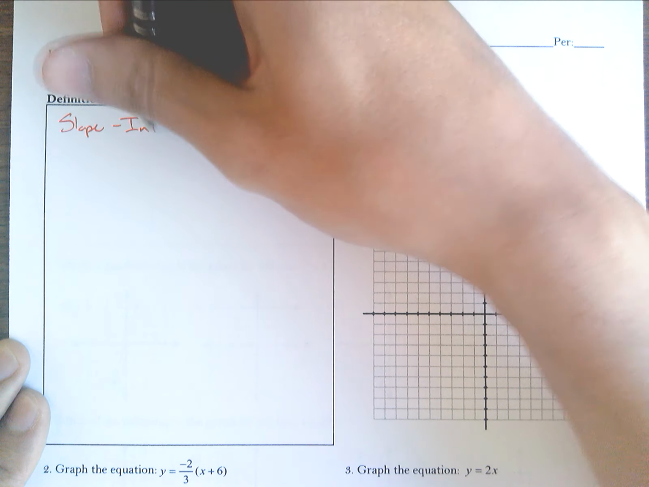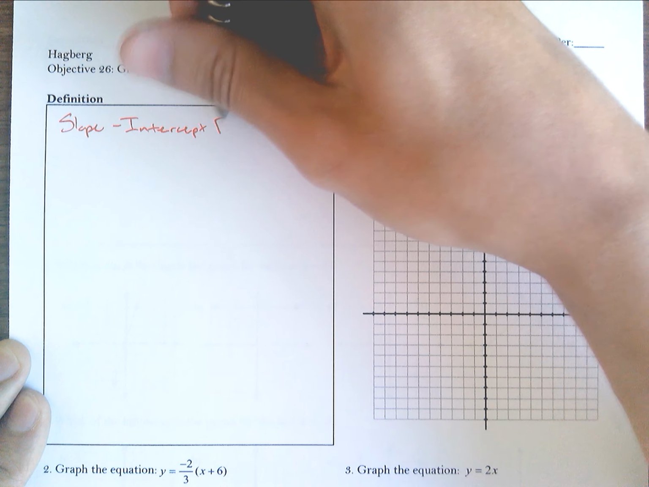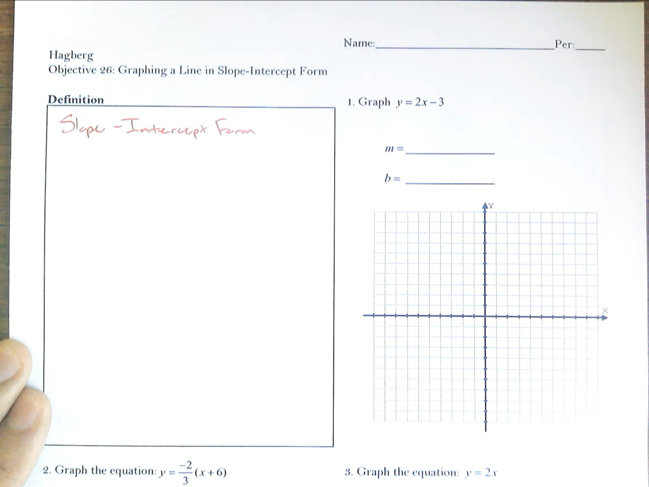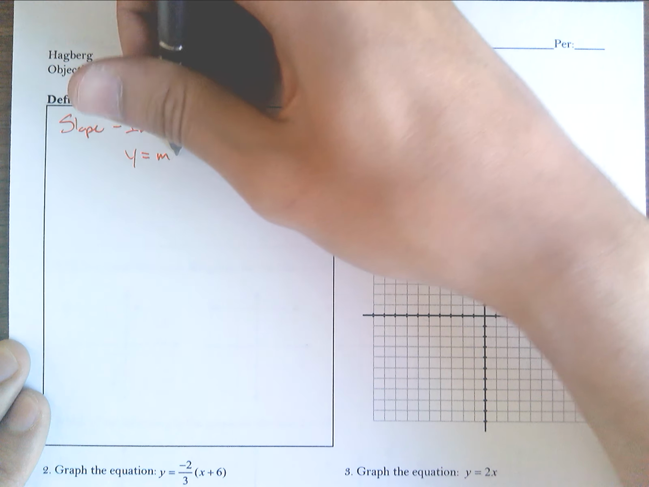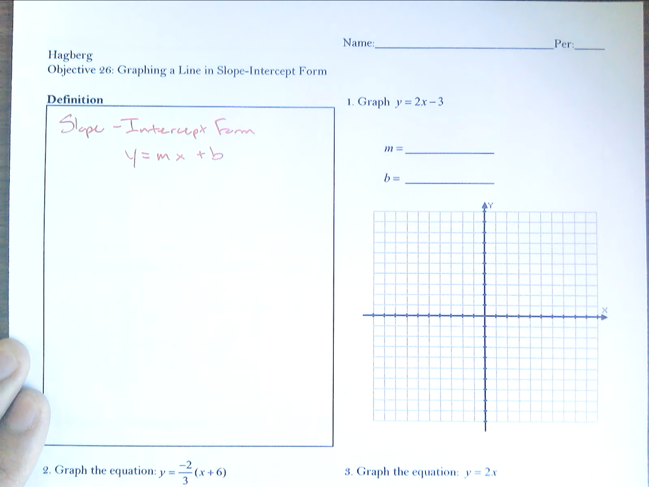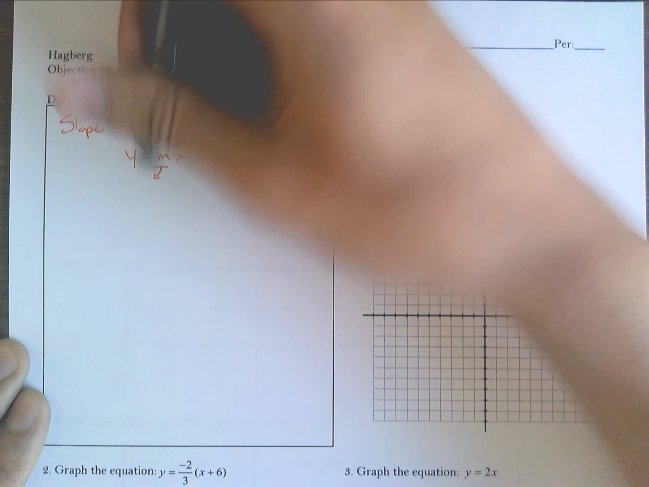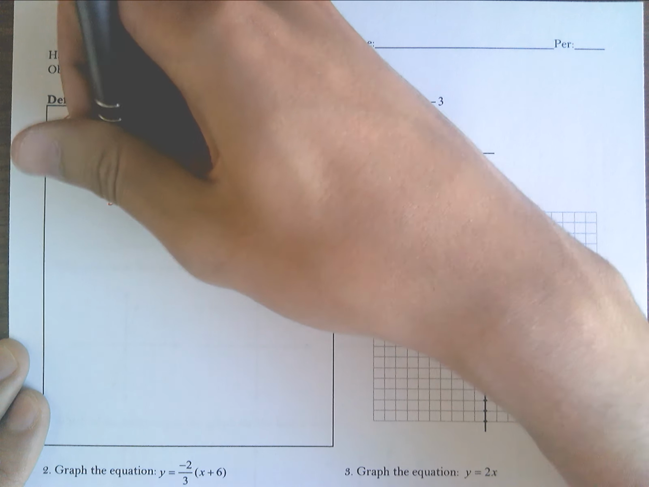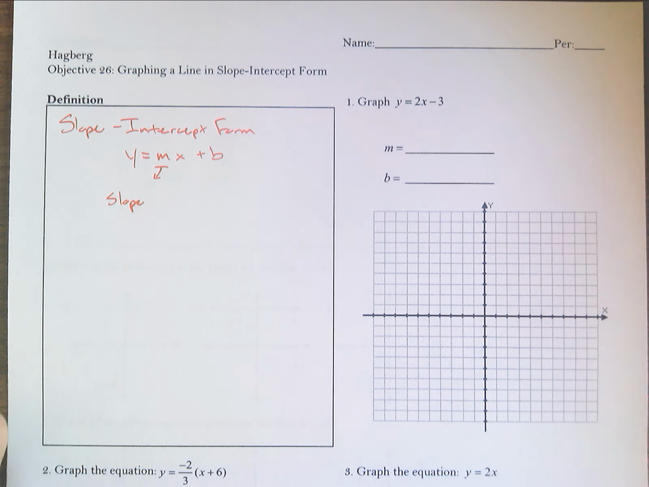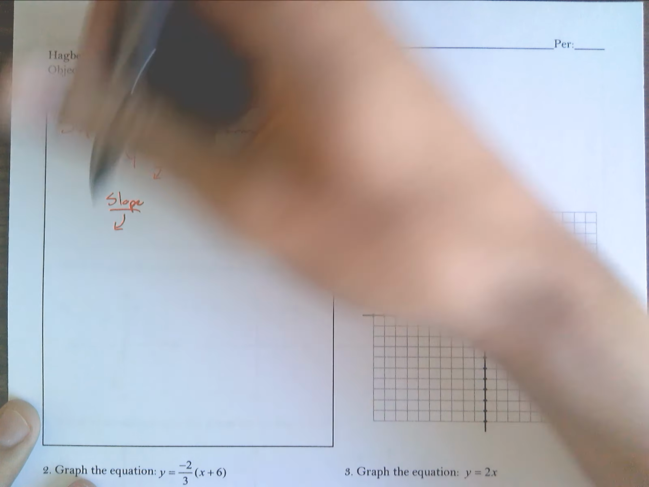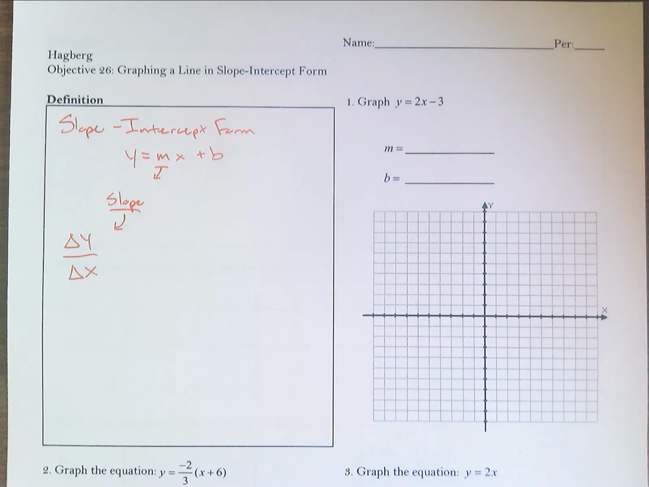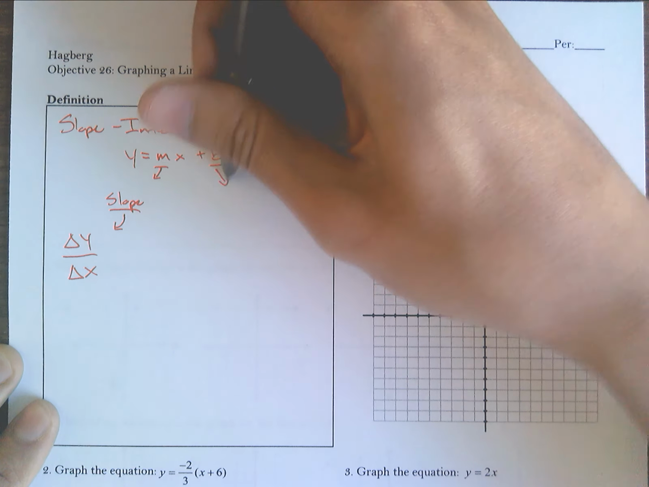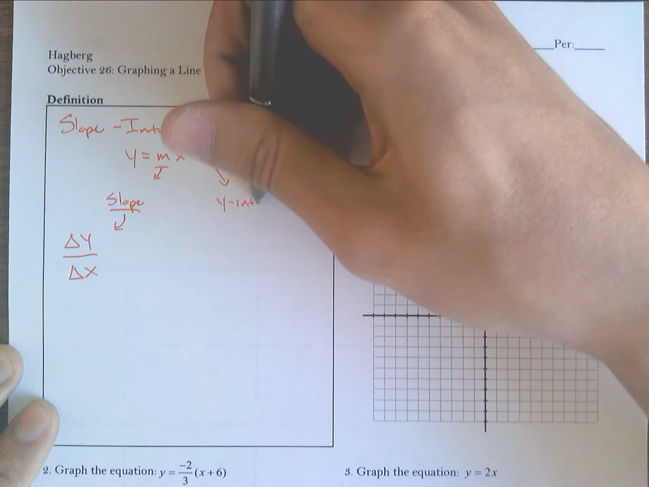Slope-intercept form. The general form for a line in slope-intercept form is y equals mx plus b, where m is our slope, and you might remember that from a previous objective. Now, slope is change in y over change in x. And then this is slope-intercept form, so b is our intercept, specifically our y-intercept.